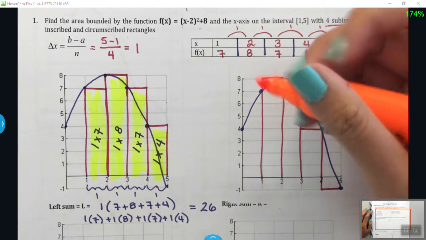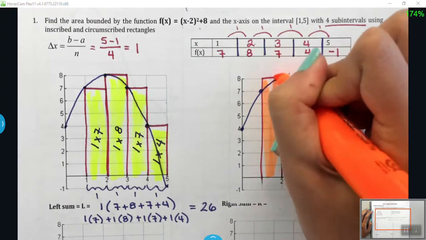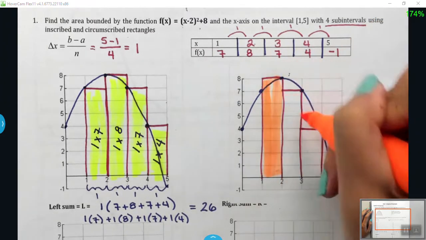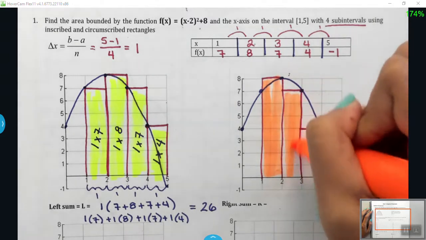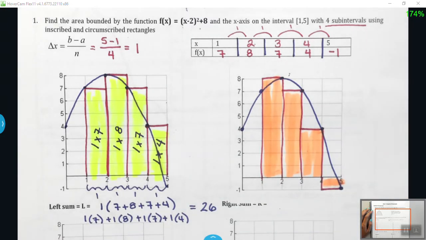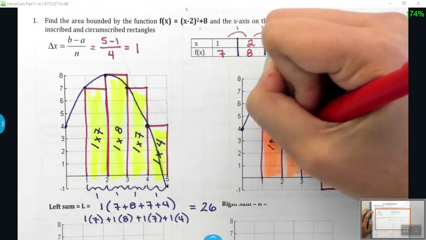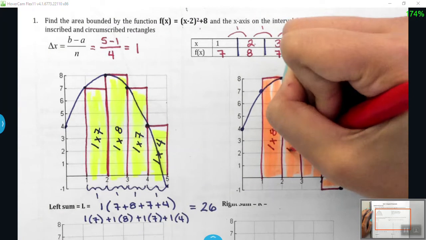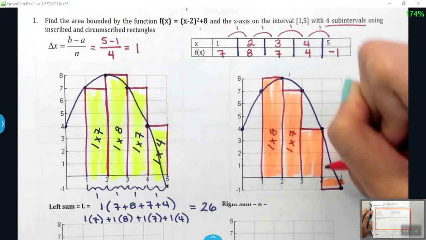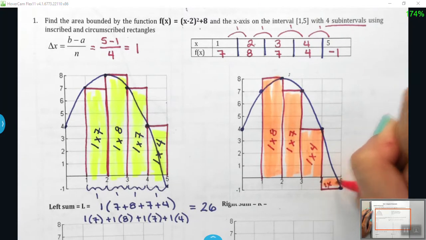So, all right, my approximation will be this section, this section, this section, and this section. Or 1 times 8, 1 times 7, 1 times 4, and 1 times -1.